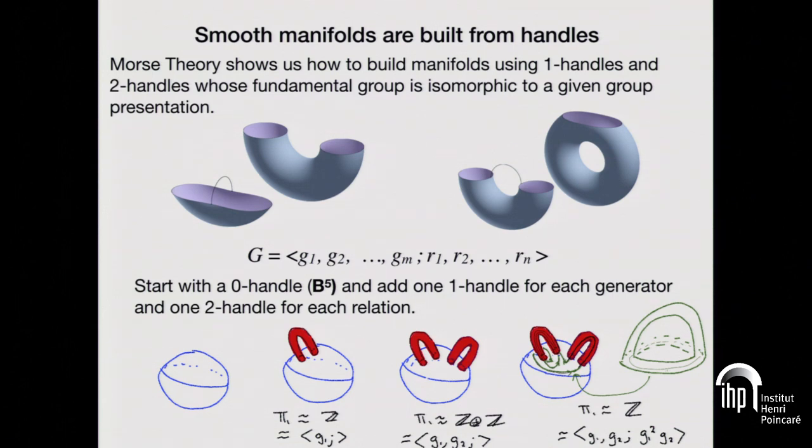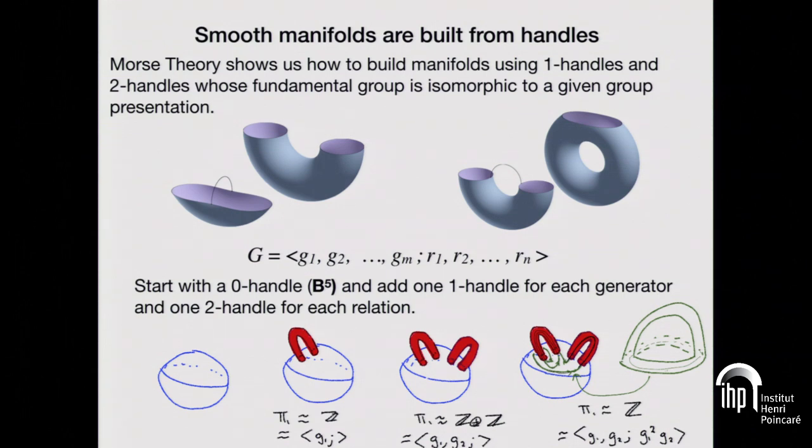So let's look, for example, at what we would do. We'd start with a five ball. And to add a generator, G1, we attach a one handle. So that's a neighborhood of an arc. So it's an arc cross B4 in five dimensions, and we attach it by the two boundary points of that arc cross B4. So we get something like at left, and as you can see, in three dimensions, you'd get a solid torus when you did that. In five dimensions, you'd get an S1 cross D4. I'll do it again. Now pi1 is the free product of two Zs. That should be a free product.